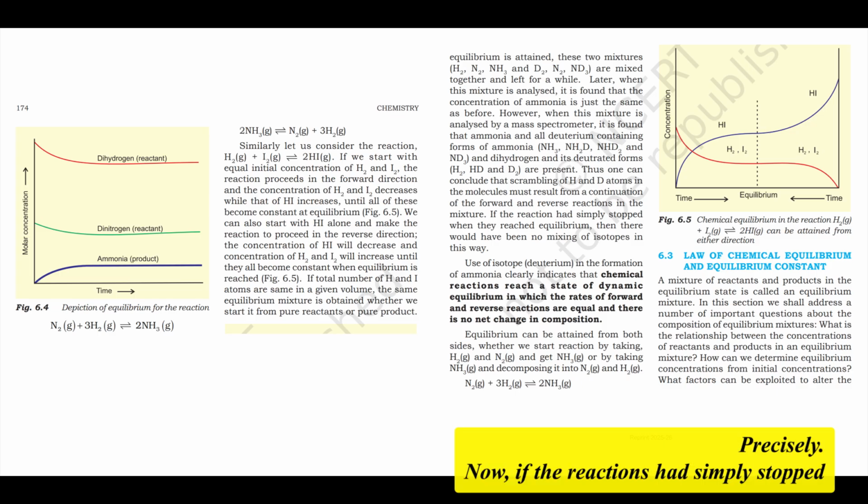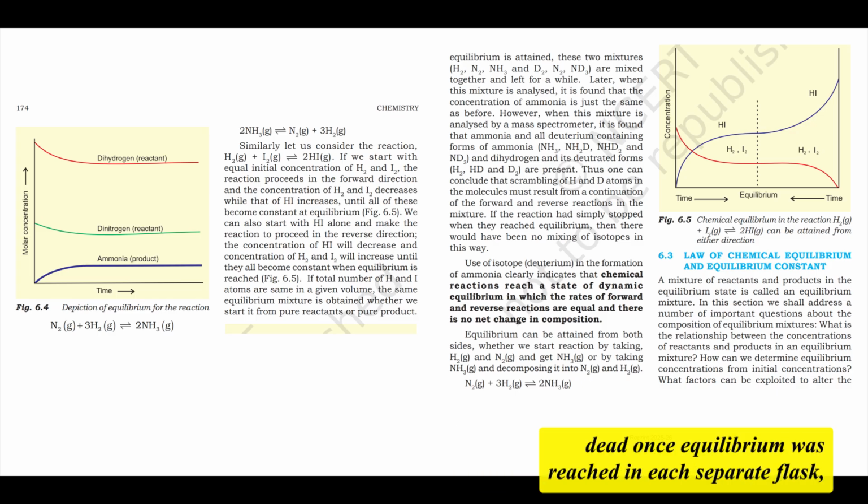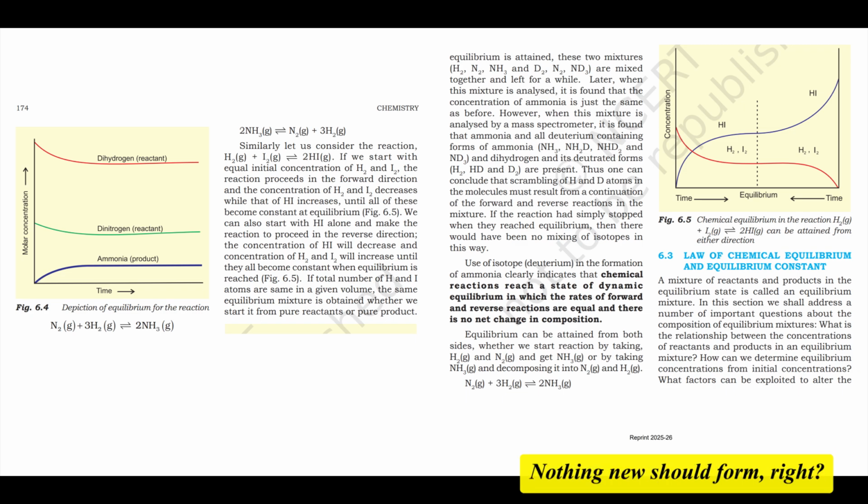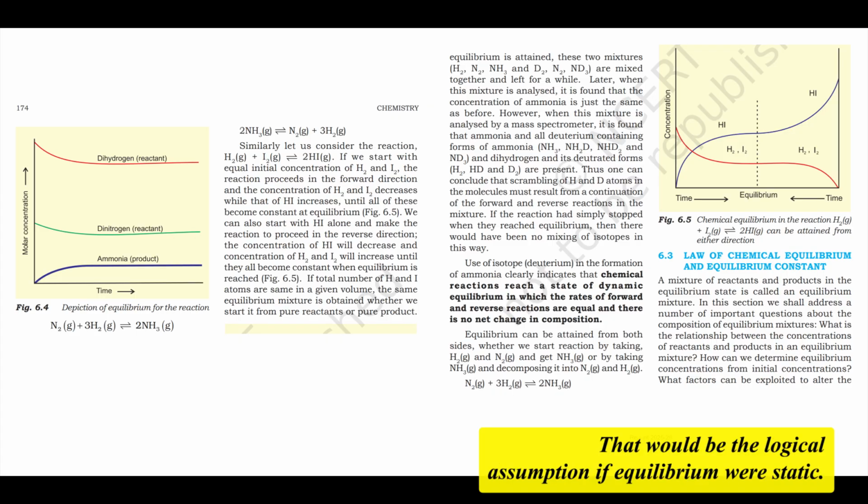Precisely. Now, if the reactions had simply stopped dead once equilibrium was reached in each separate flask, what would you expect to find when you mix them? I guess just the original molecules. N2, NH3, D2 and ND3. Nothing new should form, right? That would be the logical assumption if equilibrium were static.